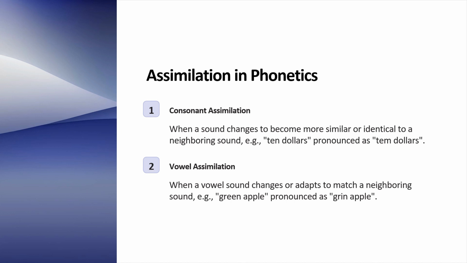Then the next is vowel assimilation. Green apple will be pronounced as green apple. In green, the e sound will be changed, that is, it is replaced by another vowel sound. So this is happening in the native speech, that is vowel assimilation.